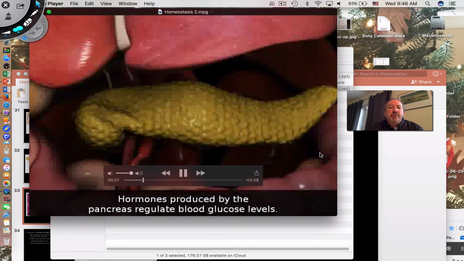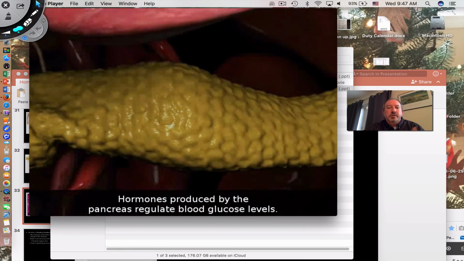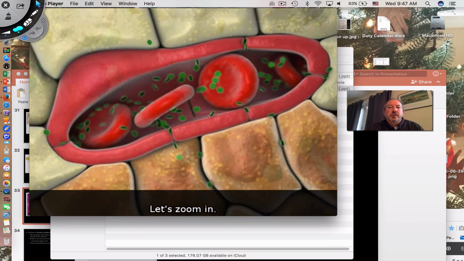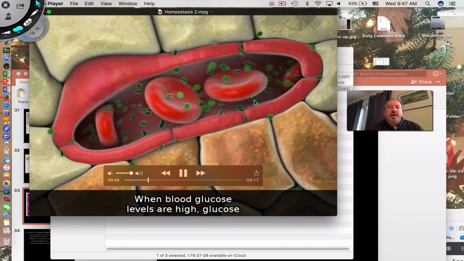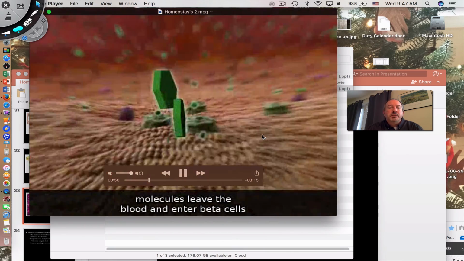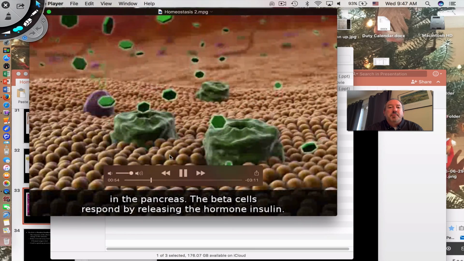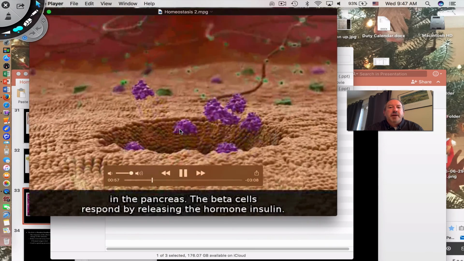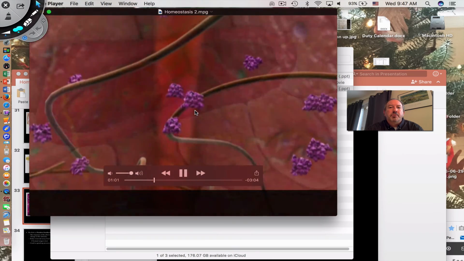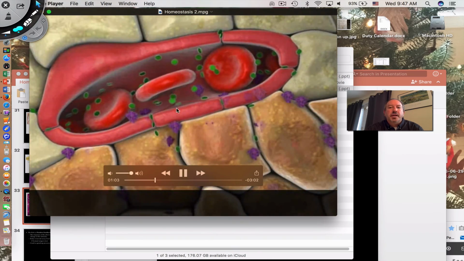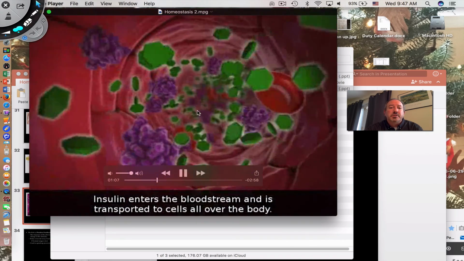And so the pancreas produces this blood glucose reducing hormone called insulin. And so you can see how the glucose is very high. So molecules are leaving the bloodstream and they're being picked up by these beta cells. This is the cell membrane of a beta cell. And now it's releasing this hormone. That's what this purple is. It's a chemical hormone. And now that is going into the bloodstream. So that's why it's called an endocrine, because it goes in the bloodstream.